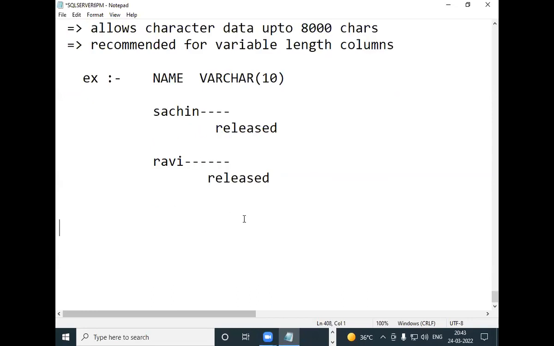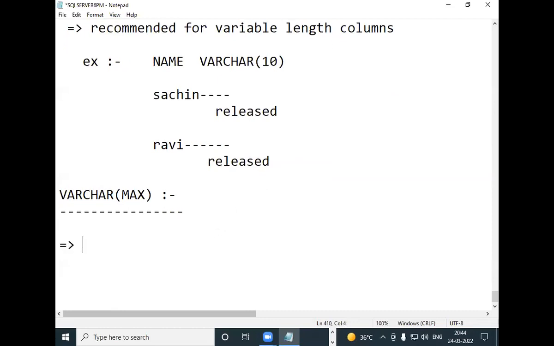But this allows up to 8,000 characters. Suppose sometimes you have some text you want to store in the SQL Server database, but the text contains more than 8,000 characters. Then what does SQL Server say? Use varchar max.